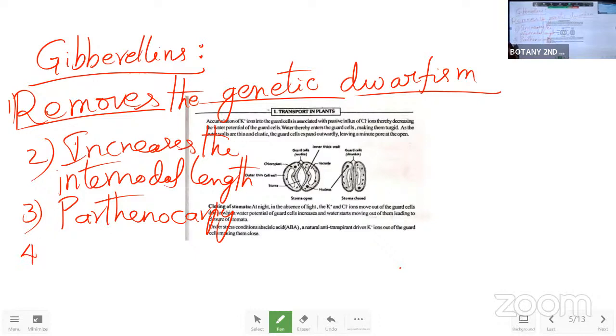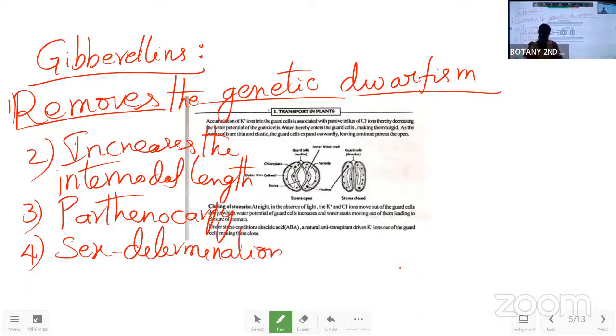Okay. And the fourth one is sex determination. It changes the sex of the flowers in some plants, from female flowers into male flowers, so that it will be very useful in growing the rose flowers. Okay, and in the pineapple also it can be used very easily for the production of the pineapples.